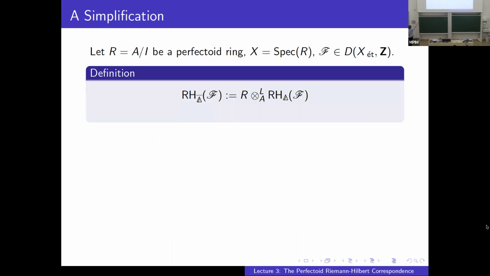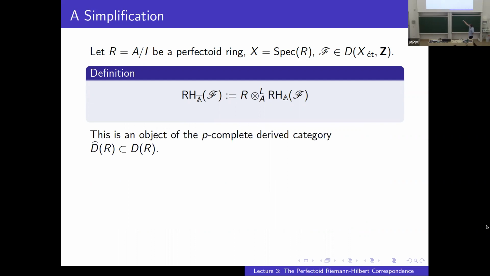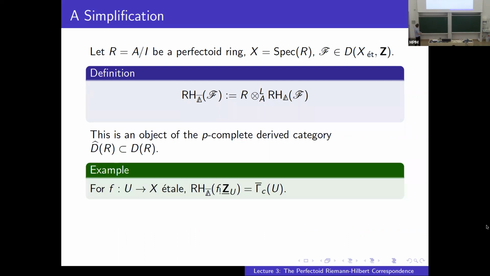So I'm going to write RH prism bar of F to just mean what you get by taking RH prism of F and reducing it modulo the ideal I, extending scalars from A to R. So this is an object of the derived category of R, which is automatically p-complete. And the defining property of this construction is that if you apply it to the abelian sheaf represented by some U, then what you get is just the compactly supported perfectoidization of U.